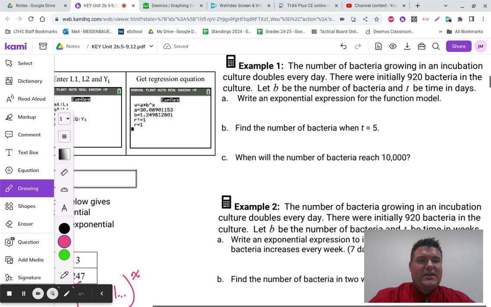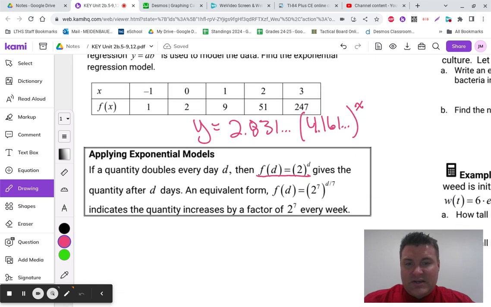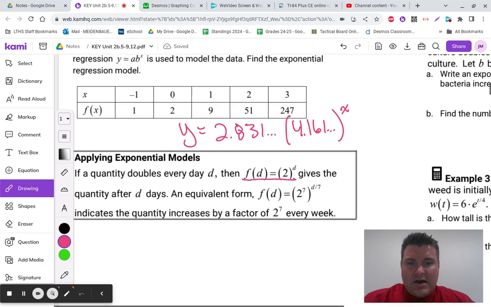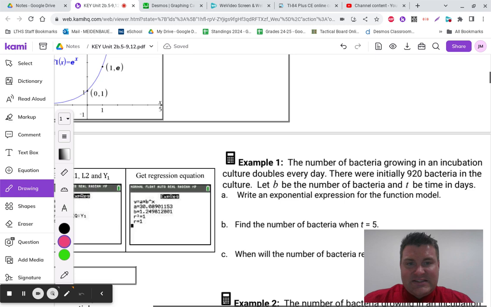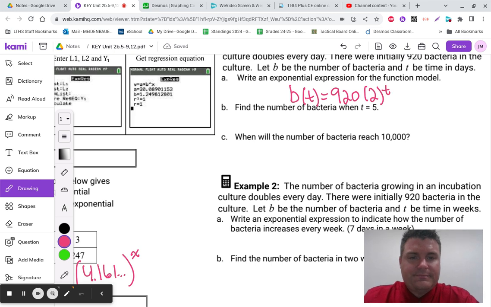So we're talking about bacteria growing in an incubation culture, which doubles every day. There were initially 920 bacteria in the culture. Let B be the number of bacteria and T be the time in days, right? Exponential model for the function. So we said that this doubles every day. So coming back down here, we're going to be using this 2 to the d. If it doubles every day, it's going to be 2 to the T. So B of T equals, initial value is going to be 920, times 2 to the T. Real simple.